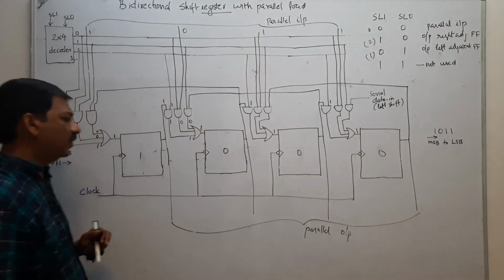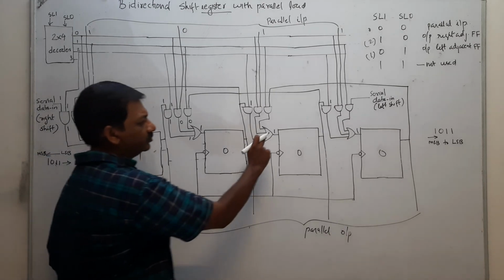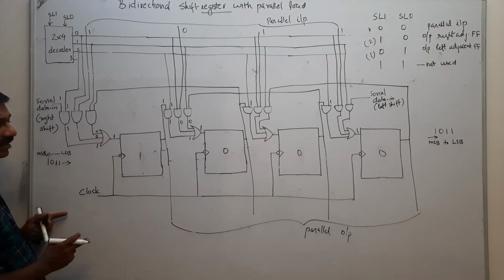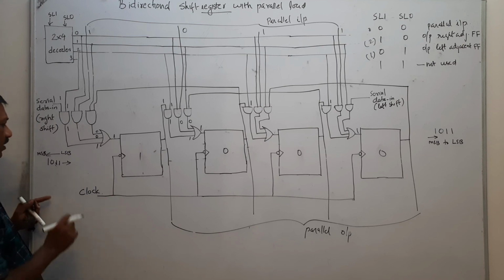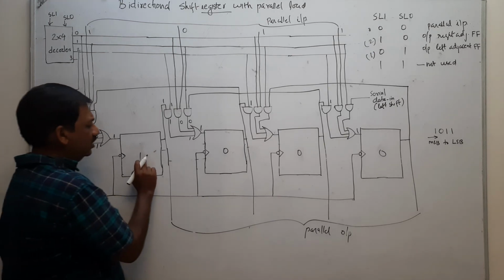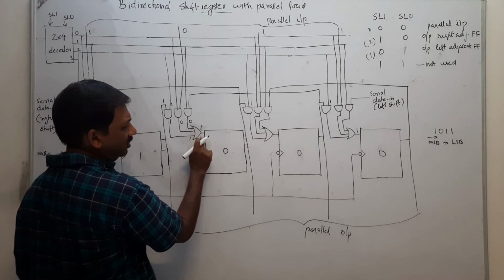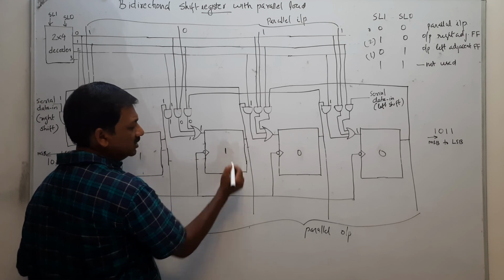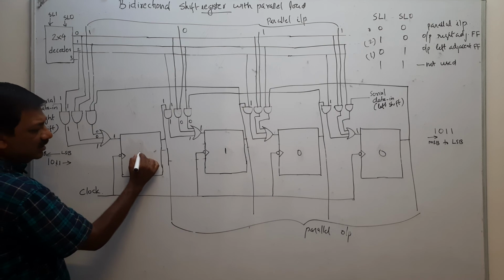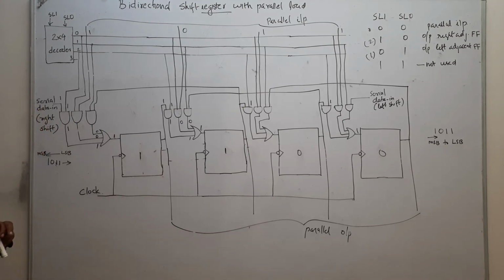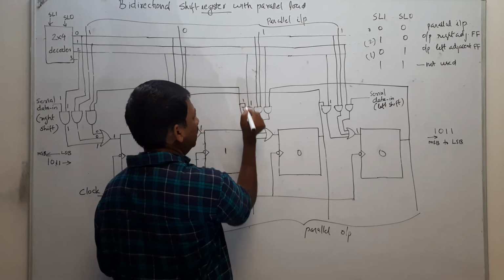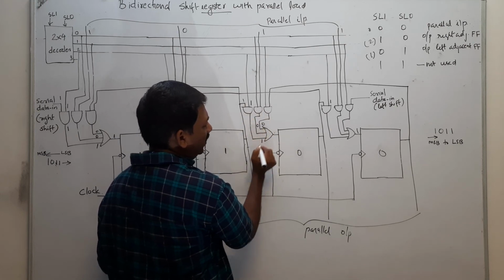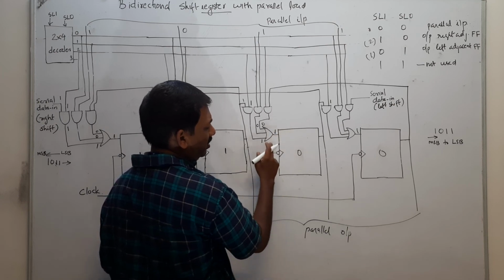Now what will happen? During the next trigger, here you are going to provide 1. Now here 1, and you have 1 here. This is a D flip flop. During the next trigger, this 1 will be entered into this, and this 1 is entered here. Now 1100. Now this 1 is available here, and these two are 0 and 0. This 1 is provided here. This is 1, and that's it.